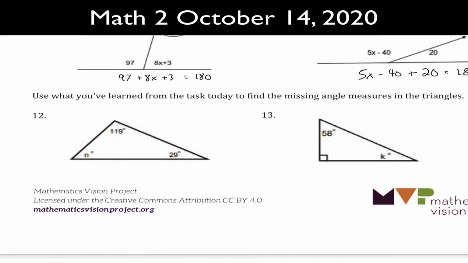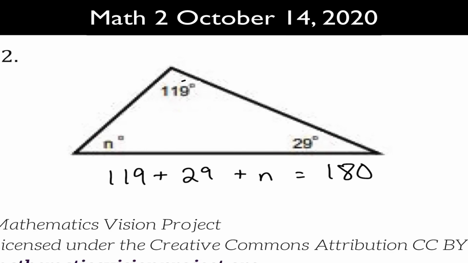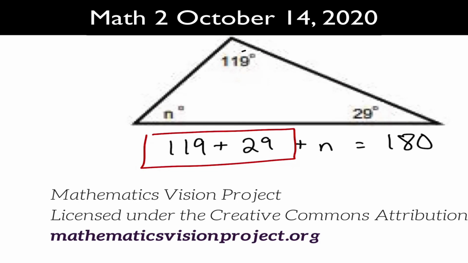Same concept, different shape. So the magic number for the interior angles of a triangle is 180. So all of these added together give me 180. So set up your equation. I have 119 plus 29 plus n equals 180. Combine like terms and let's solve. 119 plus 29, let's do that math.